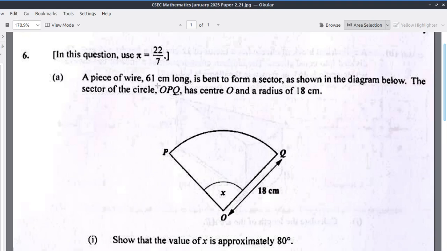Let us look at question 6 from the CSEC Mathematics January 2025 paper.